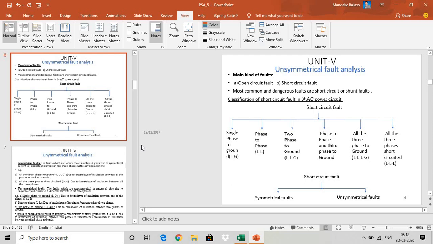That is, conductors of all the three phases come in contact with each other, and it mostly occurs because of the damage of the insulation between all the three phases. So these are the different types of faults. Now these faults are again classified into two main types, that is symmetrical fault and unsymmetrical fault.